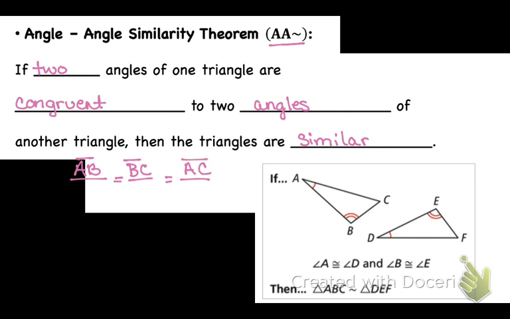are proportional to, so I have AB is here, yes? So what corresponds to AB in the other triangle? DF? No, DE. So DE comes here. Okay. What corresponds to BC? EF. And what corresponds to AC? DF.